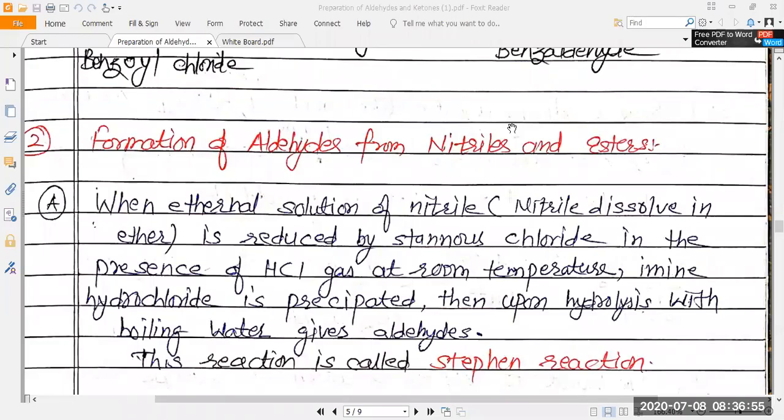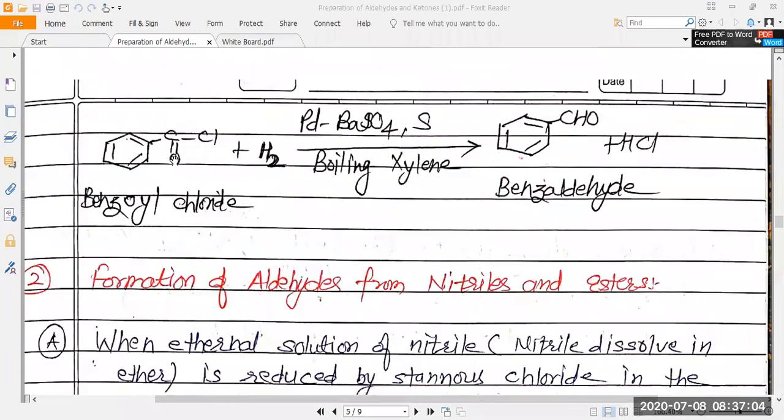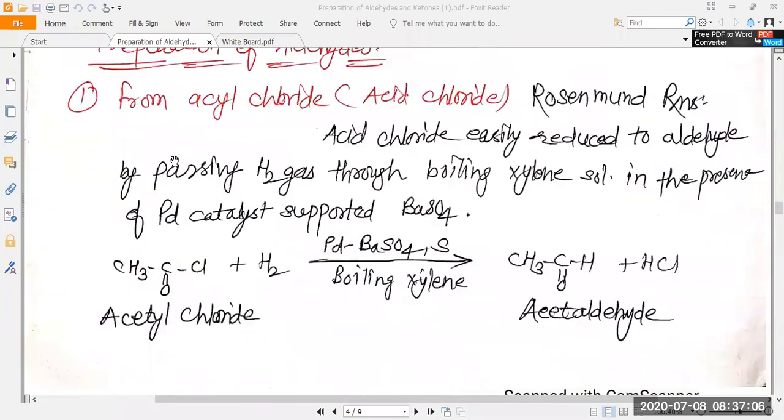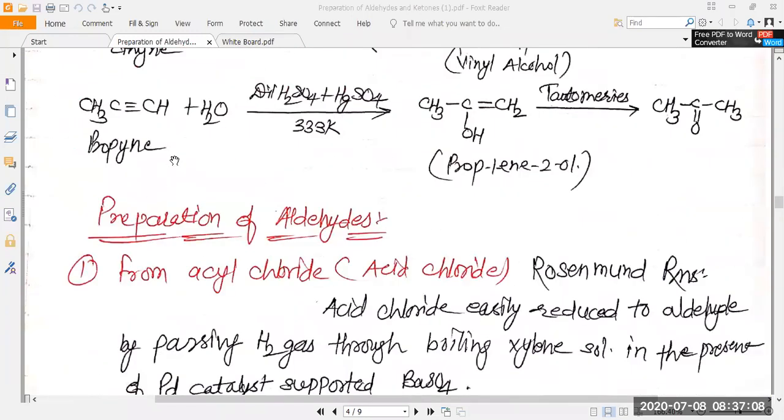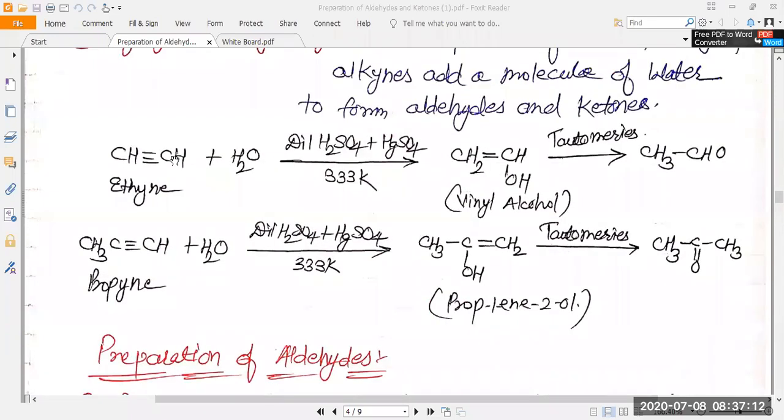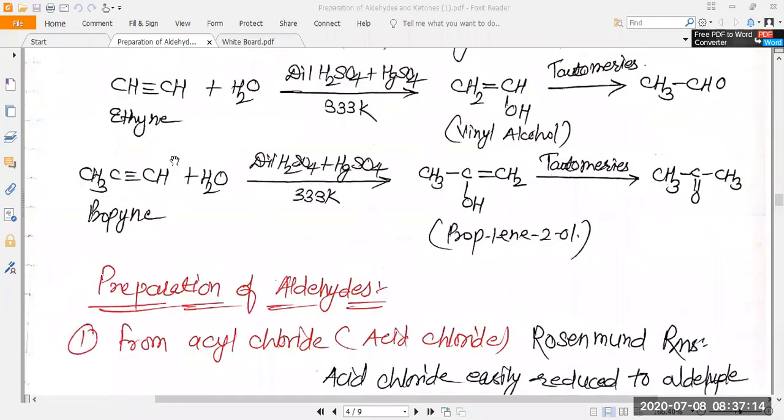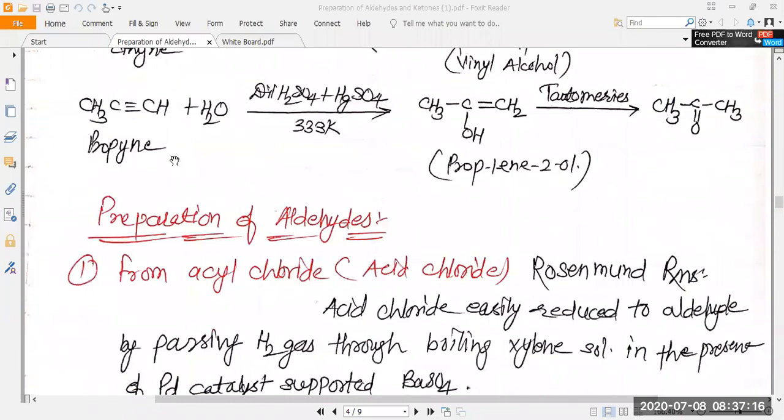Good morning, students. Today we are going to start formation of aldehyde from nitriles and esters. Day before yesterday, we taught about formations of aldehydes and ketones from different methods. Now, in this topic, we will study about preparation of aldehydes only.